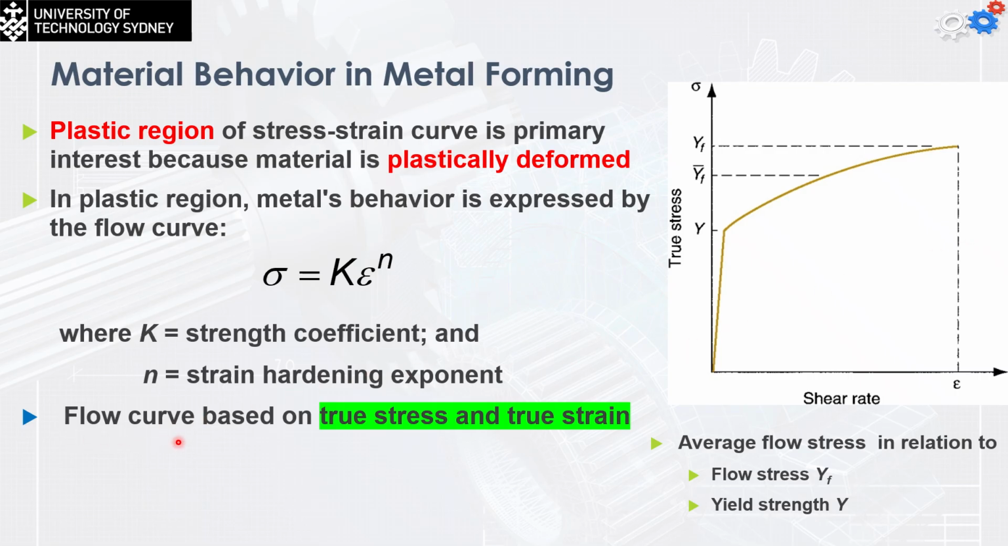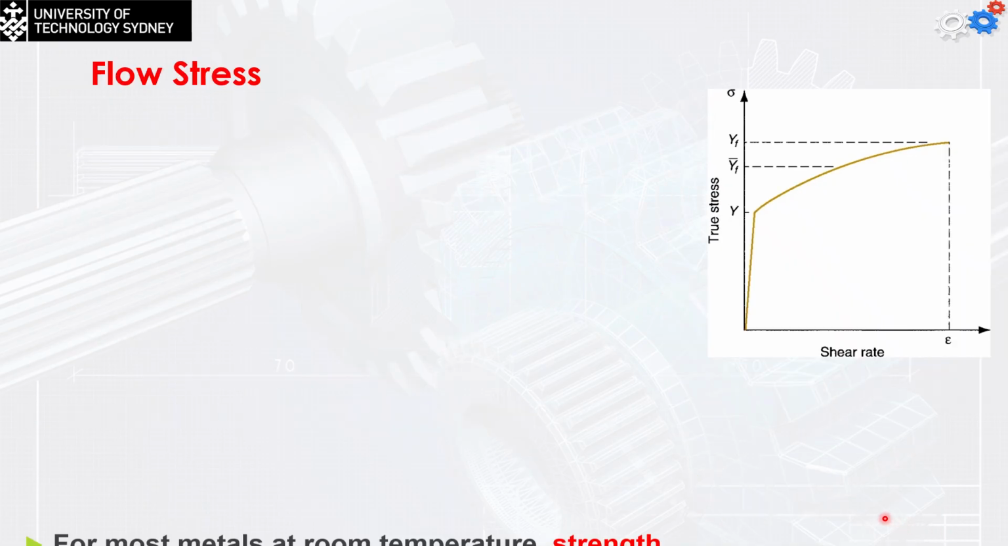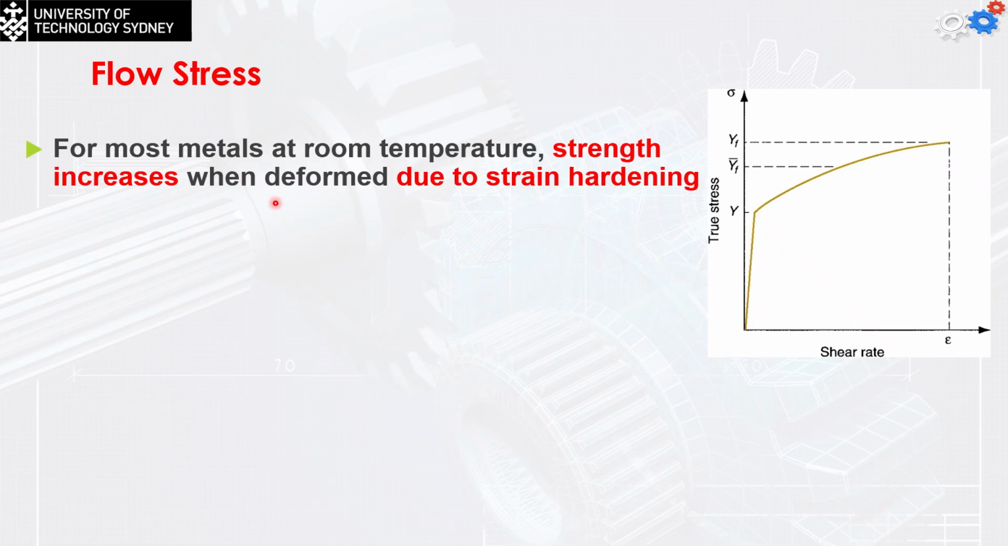Okay, so the flow curve is based on the true stress and true strain. And you can see the average flow stress in relation to the flow stress YF and the yield stress Y. For most materials at room temperature, the strength increases when deformed due to strain hardening. You remember that we said that if we add strain to any metal, its strength will be increasing.